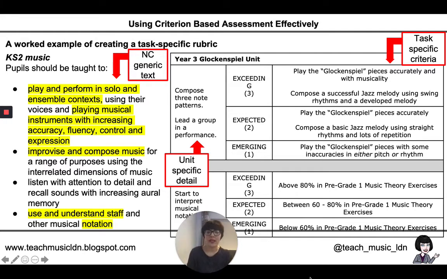There's no point in just creating an assessment criteria without taking into account what you've actually taught. If you haven't taught it properly, then your task specific assessment criteria is useless. All that it tells you is that your students haven't achieved well in that unit because they haven't been taught what they needed to be taught. The data is useless to you then.